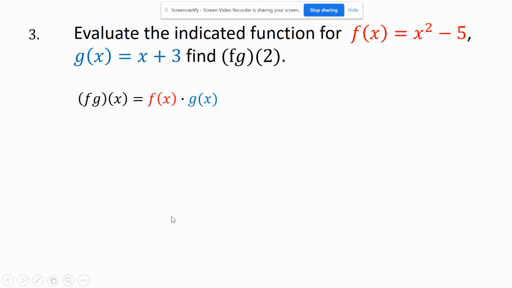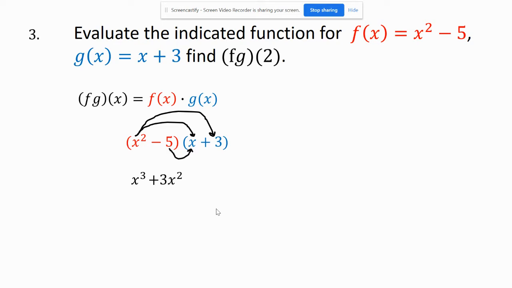That's one way to work it. Or you could do this. You could take the f function times the g function first, and that would be a FOIL, where you take the x squared times x to make x cubed. That was the first term. The outside term would be x squared times 3, which would be a 3x squared. Now I multiply the inside term of the FOIL, negative 5 times x, which is negative 5x. And then the last term, negative 5 times 3, which is negative 15. And none of those would combine.